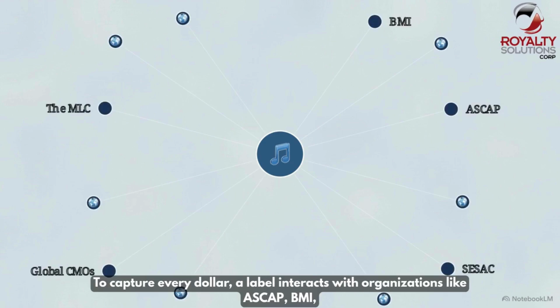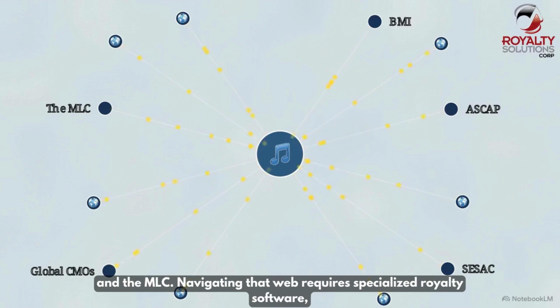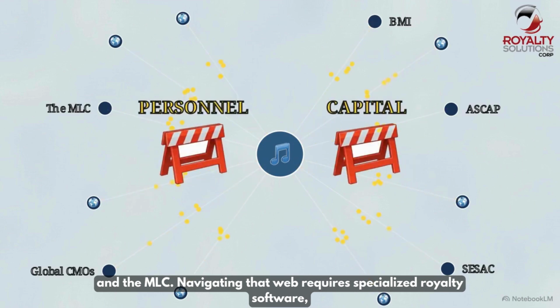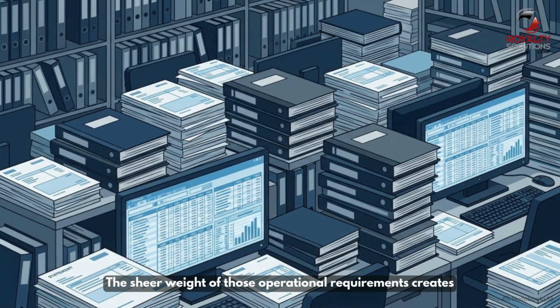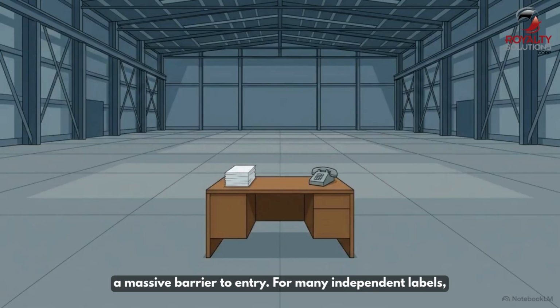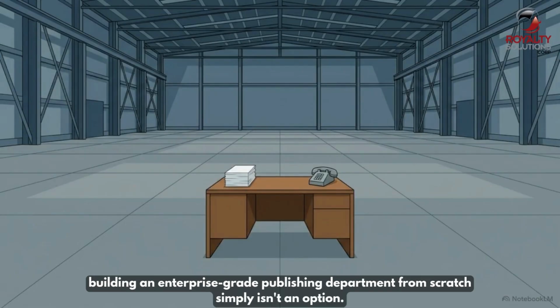To capture every dollar, a label interacts with organizations like ASCAP, BMI, and the MLC. Navigating that web requires specialized royalty software, dedicated content personnel, and significant upfront capital. The sheer weight of those operational requirements creates a massive barrier to entry. For many independent labels, building an enterprise-grade publishing department from scratch simply isn't an option.